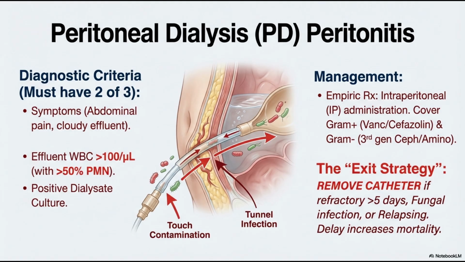Diagnosis, the rule of 2. You know, 2 out of 3. 1, pain or cloudy effluent, so the dialysis fluid looks milky. 2, a WBC in the fluid greater than 100 with more than 50% PMNs. And 3, a positive culture.